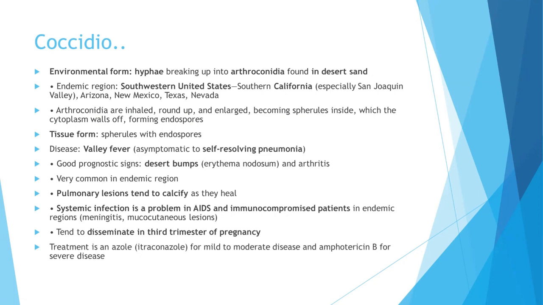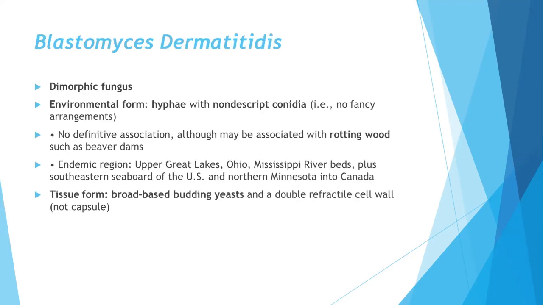The disease it causes is valley fever, which is an asymptomatic self-resolving pneumonia. If there are desert bumps, erythema nodosum, and arthritis, then these are good prognostic signs. It is very common in the endemic region, and the pulmonary lesions tend to calcify as they heal. Systemic infection is a problem in AIDS and immunocompromised patients in endemic regions. Treatment is an azole, that is itraconazole, and amphotericin B for severe disease.